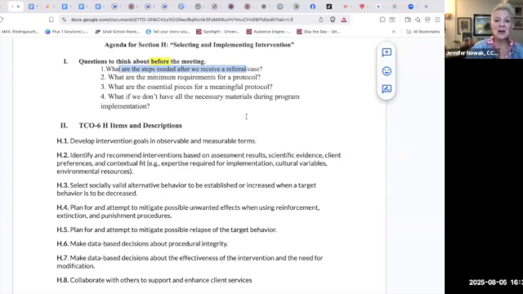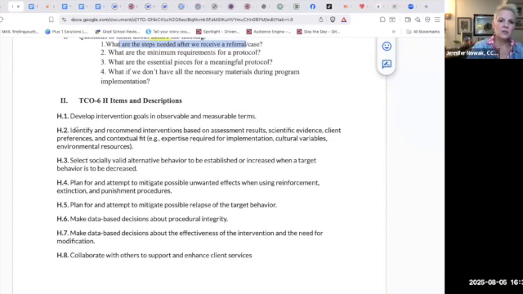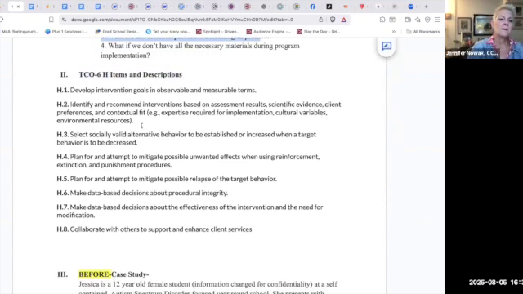That's the part that we're going to talk about today. What does that protocol or what does that program look like? And that's section H. Okay. So let's just dive into section H because as we go, we'll talk about minimum requirements and essential pieces.